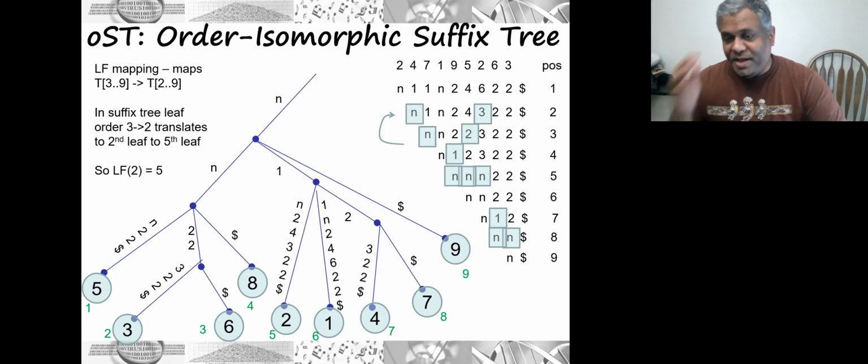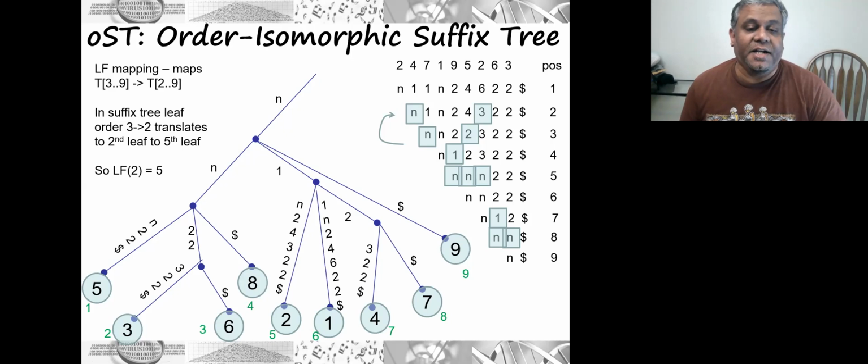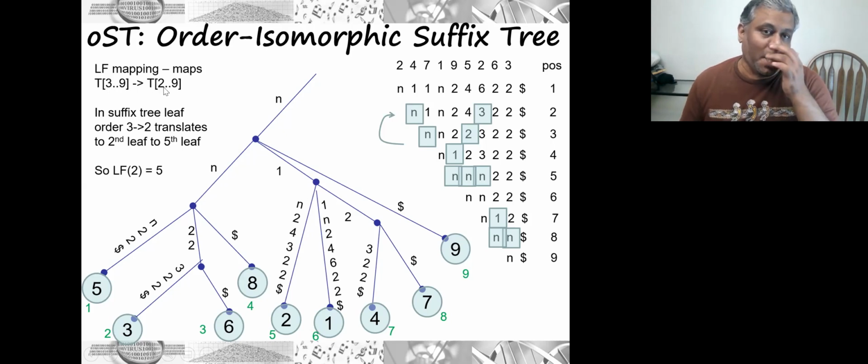Now, what does LF mean in terms of the suffix tree and in terms of the leaf of the suffix tree? For example, I know that for T[3..9], that suffix, if I take LF, I get the suffix which is T[2..9]. So I take this suffix, right?